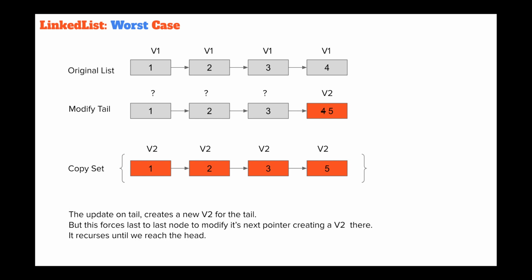Now that will force 2 to also modify its next pointer, and then 1 as well, and then if you see, recursively it forces all the linked list elements to be copied into our local copy. So in the worst case, the total copying required would be the entire data structure.